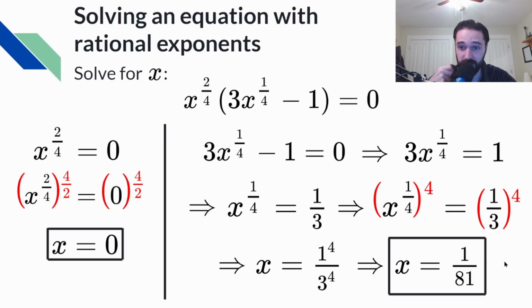That's our final answer for the second solution. So this equation has 2 solutions, and we found both of them. That's how we can solve equations with rational exponents.